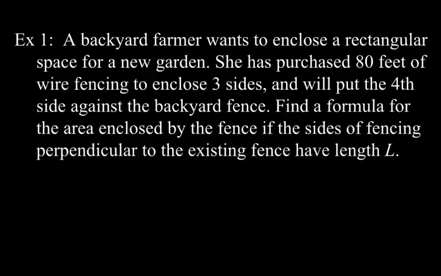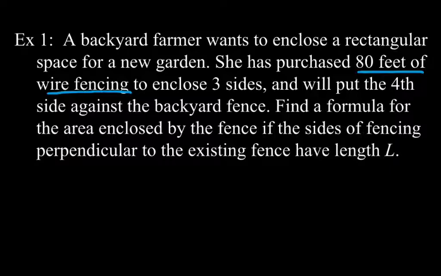It says a backyard farmer wants to enclose a rectangular space for a new garden. She has purchased 80 feet of wire fencing to enclose the 3 sides, and will put the 4th side against the backyard fence. Find a formula for the area enclosed by the fence if the sides of the fencing perpendicular to the existing fence have a length of L. So let's see if we can take this apart and get a picture going and figure out what's going on here. So this lady has purchased 80 feet of fencing.